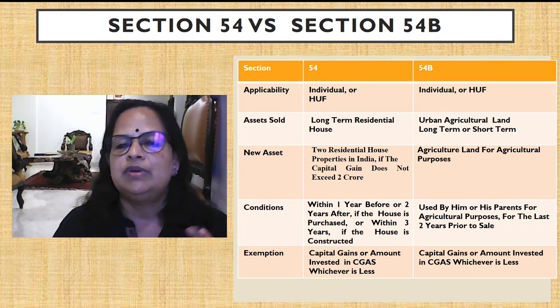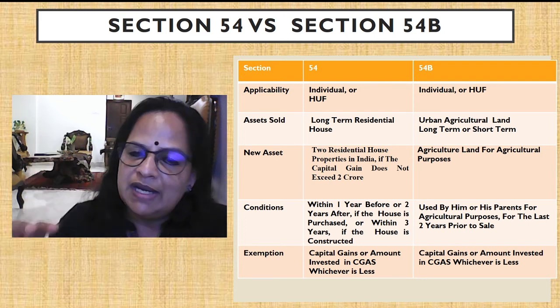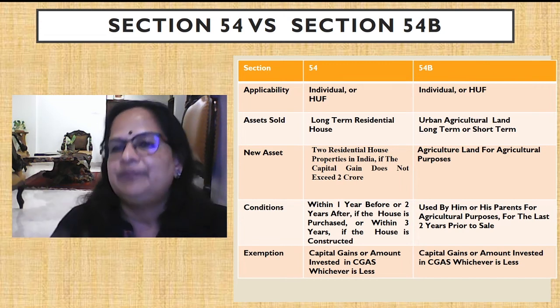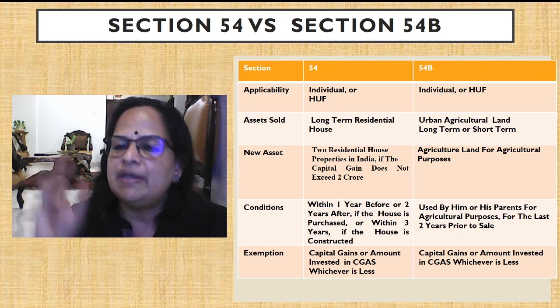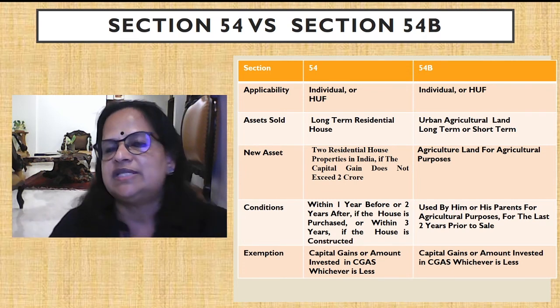Amount invested in the new capital asset, that is the residential house property. If any balance is there, he has invested in the capital gain account scheme, whichever is less. Similarly, for 54B, capital gain or the amount invested in the capital gain account scheme, whichever is less. So I hope that section 54 and section 54B are clear to you now. So this is the advantage, section 54 and section 54B.